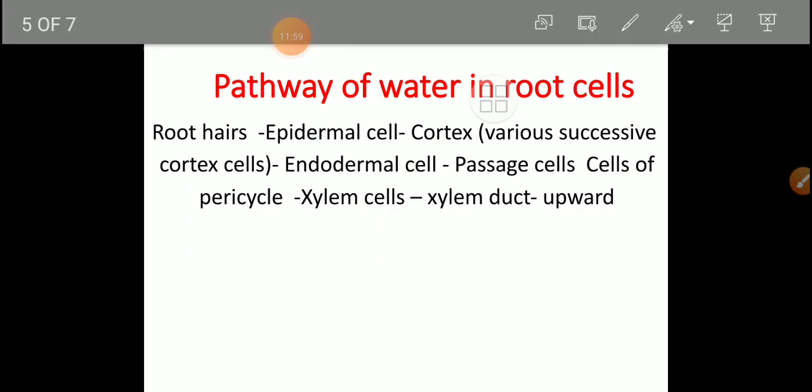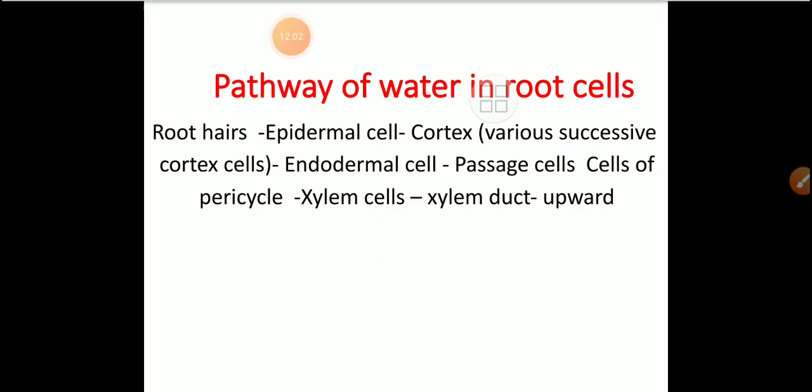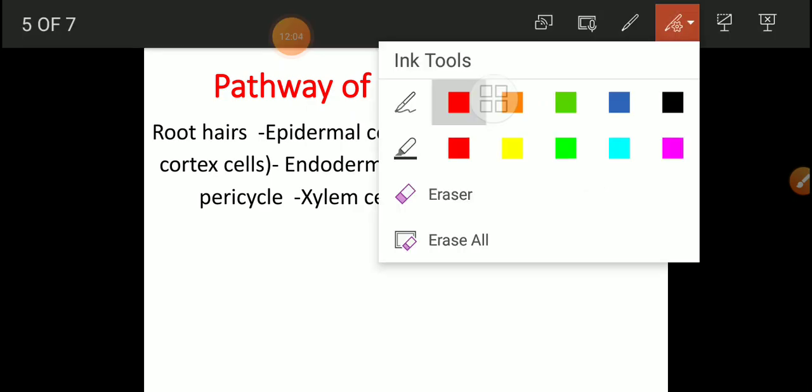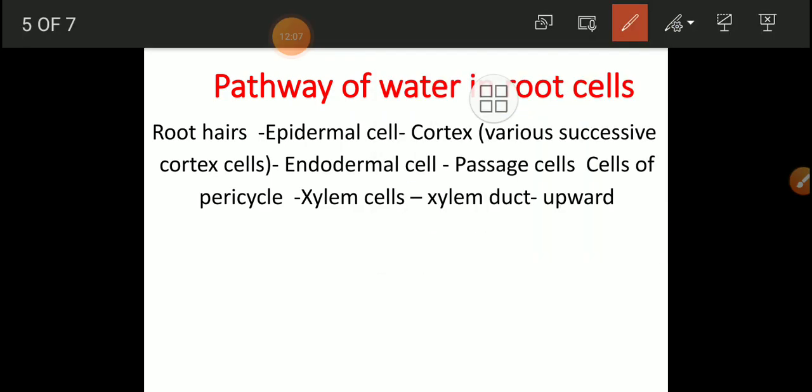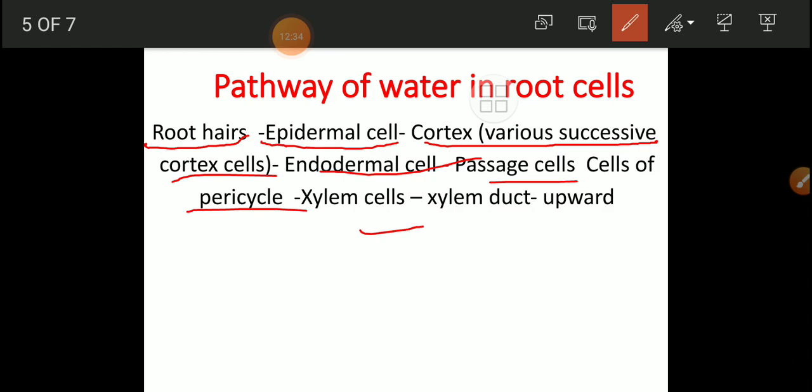Now, the exact pathway of water. Water from the soil first of all enters the root hairs, then the epidermal cells, then reaches the cortex, the various successive cortex cells, then the endodermal cells, passage cells, the pericycle, then xylem cells, and then the xylem duct, and then the movement is upward, isn't it?